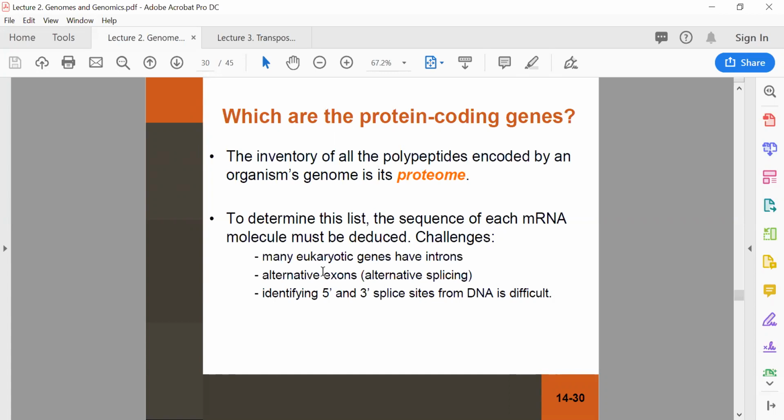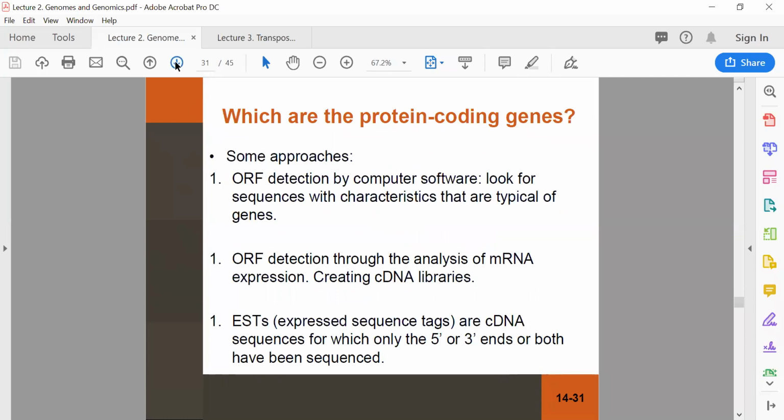So a gene can be expressed in one way, having a set number of exons, but when that same gene responds to certain triggers, certain stimuli, it might actually change the borders of those exons and be transcribed in a very different way. And this is referred to as alternative splicing. Identifying the 5' and 3' splice sites directly from the DNA is actually quite difficult. All right, so here are some approaches that have actually been used to determine which genes are protein coding genes.